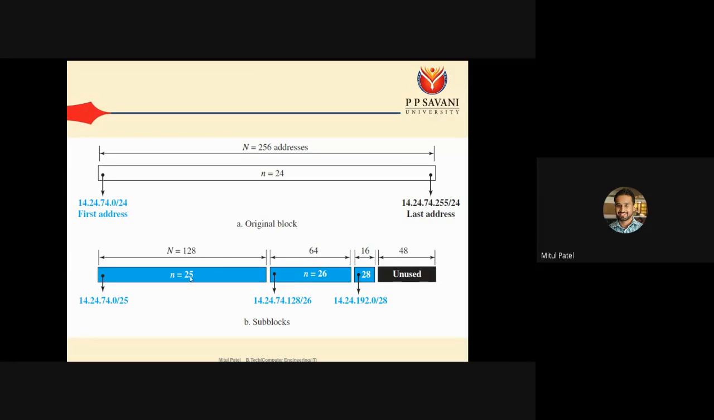The subnet mask for subblock 1 is 25. For the second, the subnet mask is 26, and for the third, the subnet mask is 28. Okay, so this type of question can be asked. It can be a large question of 8 to 10 marks, and surely in your exam, one question will be there for this type of question.